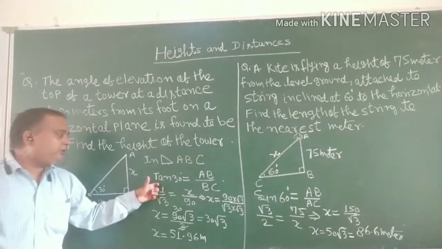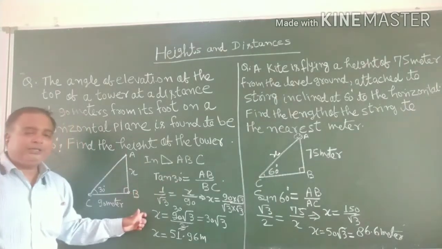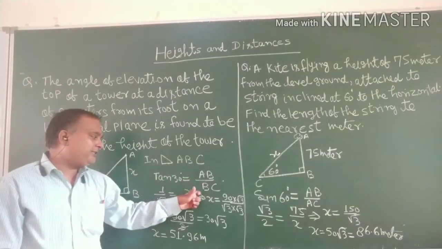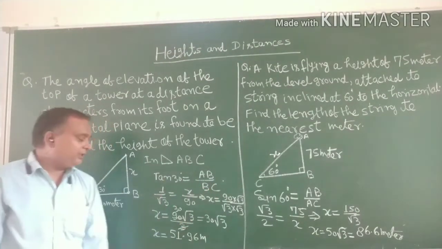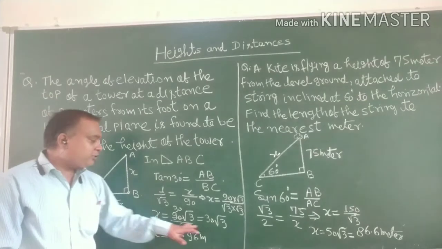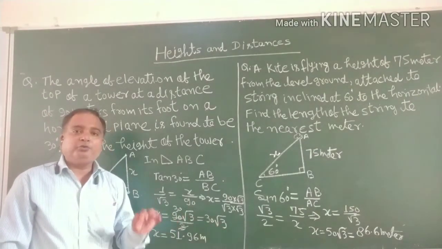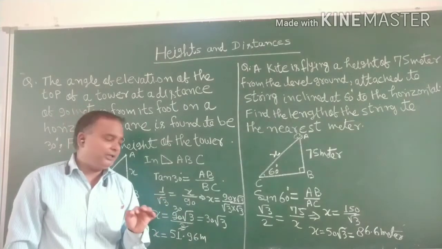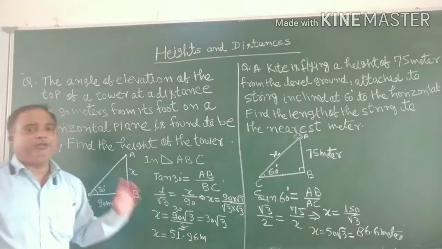By the value of standard angles, tan 30 value that is 1 by root 3, AB equal to x, BC is already given in the question, that is 90 meter. So when I solve, x is equal to 30 root 3, or if we put the value of root 3 that is 1.732, x equal to 51.96 meter.